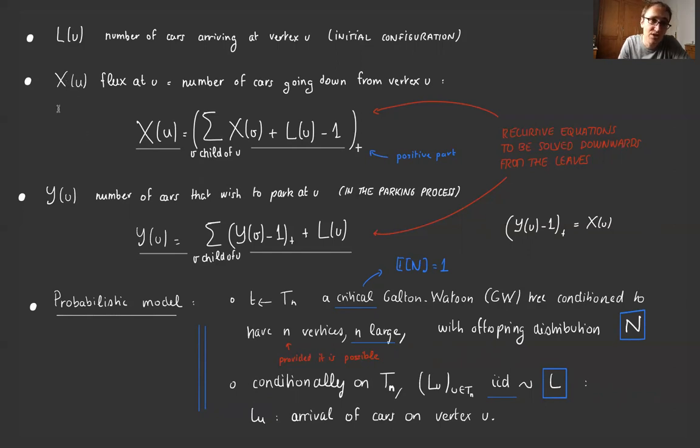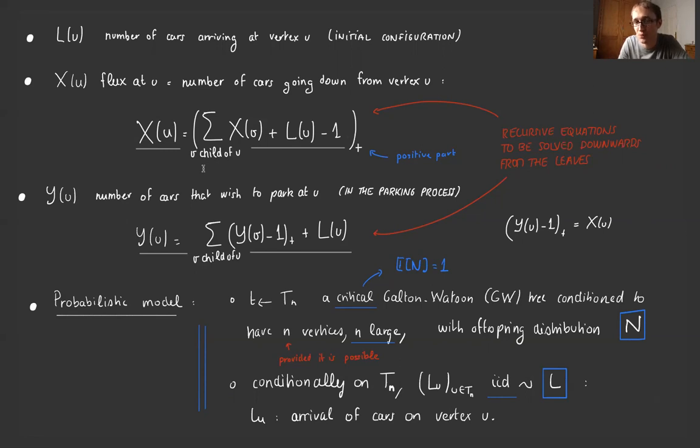A related quantity is Y_U, the number of cars that ever wish to park at U in the full parking process. Y_U is simply related to X_U by X_U equals the positive part of Y_U minus 1. And Y_U satisfies a recursive equation on its own: Y_U is the sum over the children V of U of the positive part of Y_V minus 1, plus L_U. Of course, this recursive equation has to be solved downwards from the leaves. And if U is a leaf, then the sum over the children is an empty sum that has to be understood as 0.